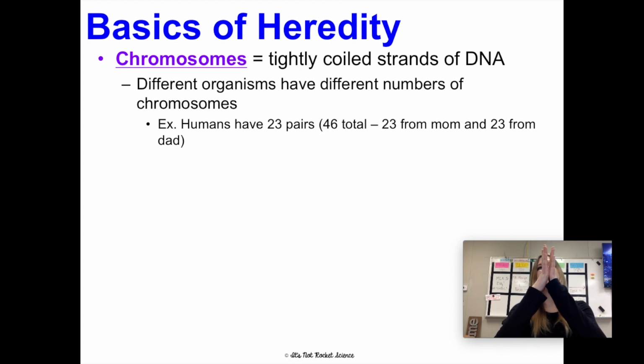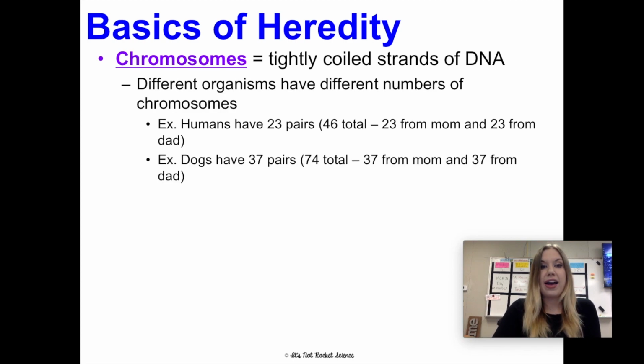So when it says 23 pairs, you know that typical image that you see, this would be 2 chromosomes, or homologous chromosomes. You get this one from mom, this one from dad. They have the same genes located in the same places, and they exist together. And within the nucleus of every single cell in your body, you have 23 pairs of these chromosomes that are just tightly coiled strands of DNA.